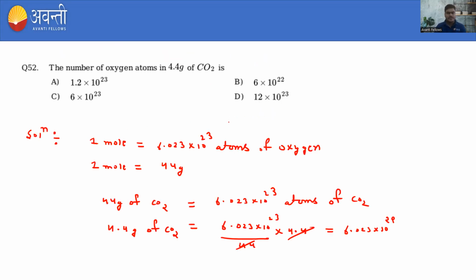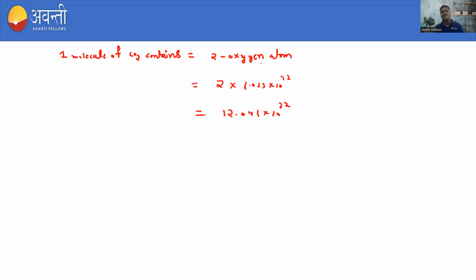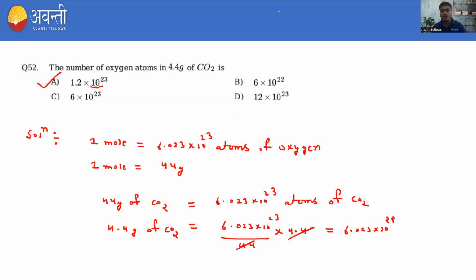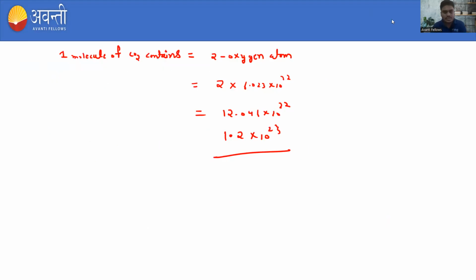So which option is correct? Yes, that is option A. Here it is 10 raised to the power 23 and this is 12 into 10 raised to the power 22, so both are the same. We can also write it as 1.2 into 10 raised to the power 23. So this is how we can write this. Okay, I hope all of you understand this question very well. Both these two questions are from the mole concept only. So this is how you can solve questions related to the mole, and how we calculate the number of oxygen atoms in one molecule of CO2.